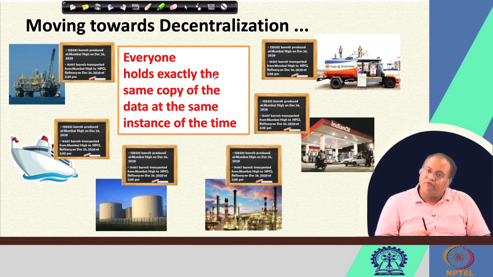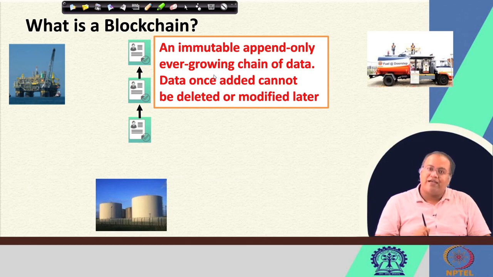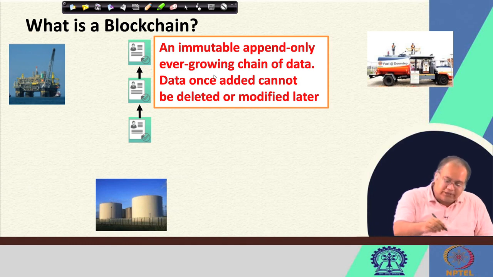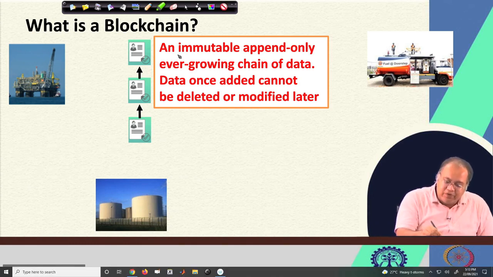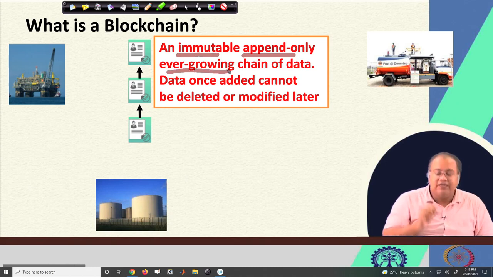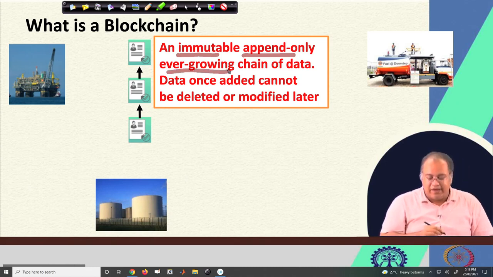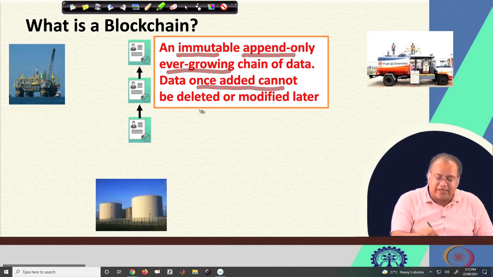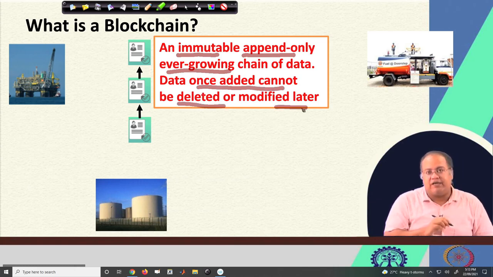Then comes my idea of converting these blackboards to what we call the blockchain. Let us replace this blackboard with a particular data structure called a blockchain. So what is a blockchain? A blockchain is an immutable, append-only, ever-growing chain of data. Data once added cannot be deleted or modified later.